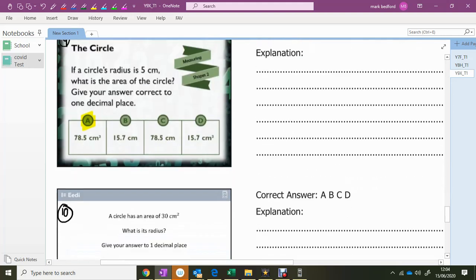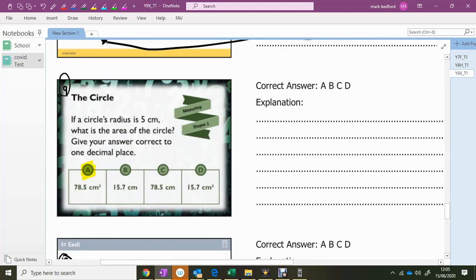On question 9, I've been told if a circle's radius is 5 centimeters, what is the area of the circle? Give your answer to 1 decimal place. So the area is pi times the radius squared. Pi in this case remains as pi, and the radius in this case is 5. So that becomes my sum.